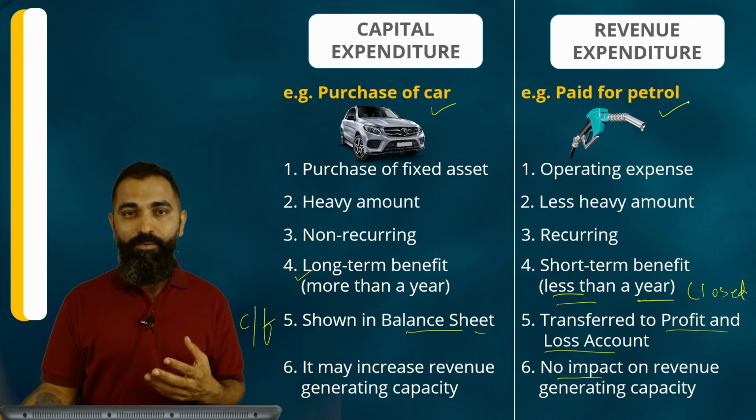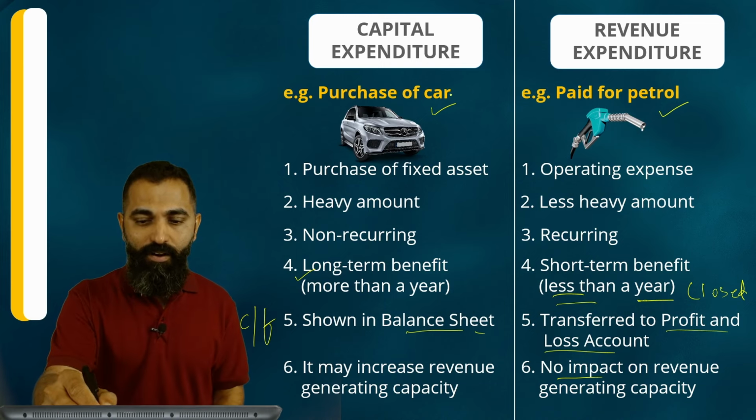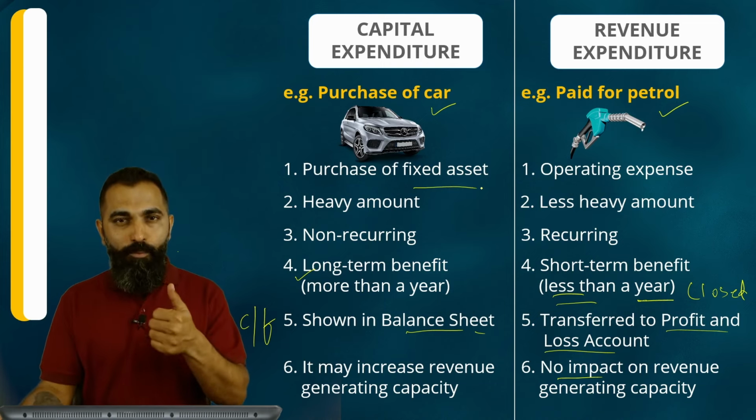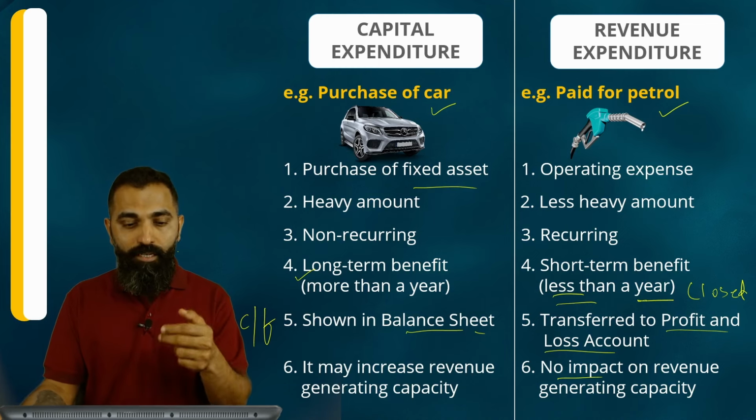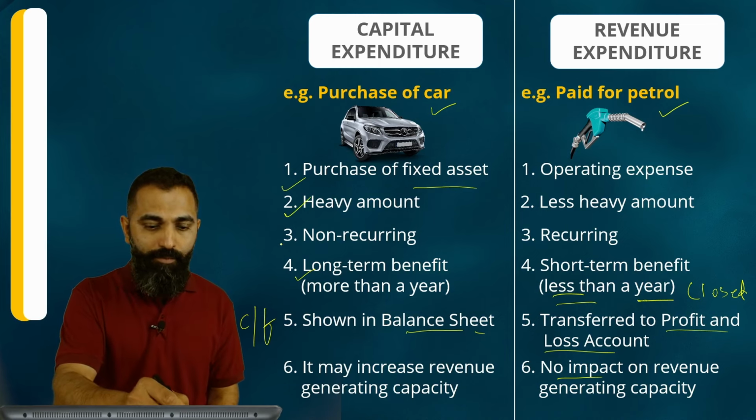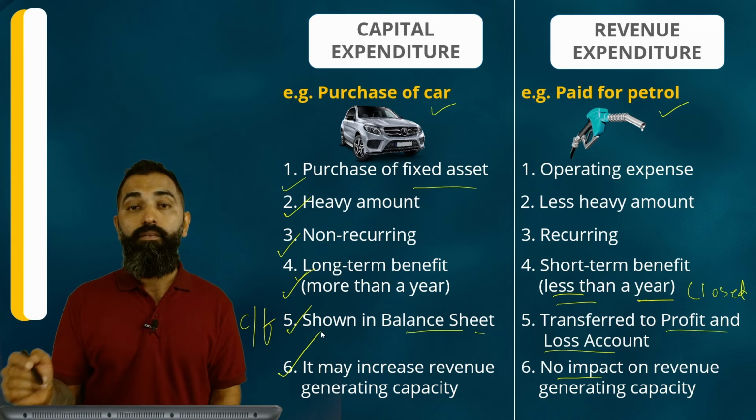Now take any example. Furniture. Let's say instead of car, we say any fixed asset. If you buy furniture, computer, machinery, all these points are applicable. Am I right?